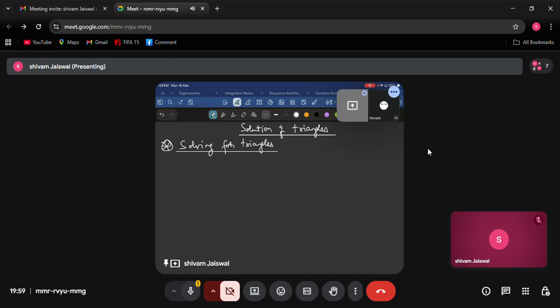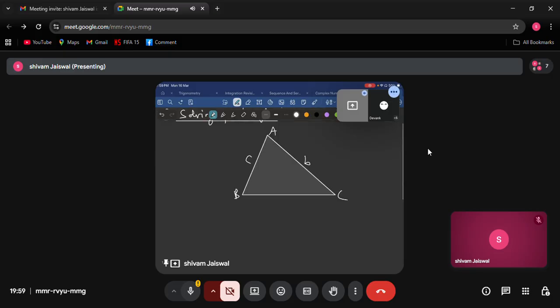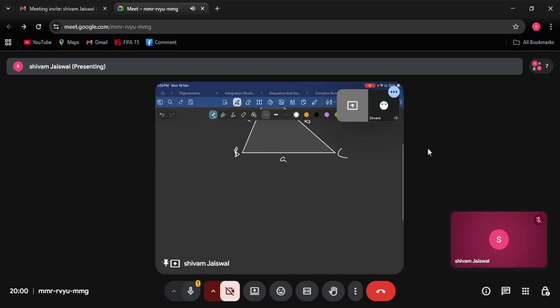Okay, so first of all, let us understand the standard representation of a triangle. This is the standard representation of a triangle. ABC is a triangle, then AB is denoted by small c, AC is denoted by small b, and BC is denoted by small a.